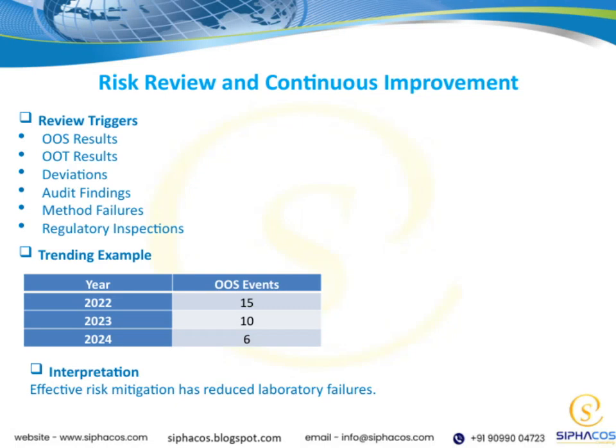We're seeing a clear impact from effective risk mitigation. Laboratory failures have steadily decreased over the past 3 years. Out-of-specification events dropped from 15 in 2022, down to just 6 so far in 2024. This improvement comes from ongoing risk reviews and continuous improvement efforts. We keep a close eye on triggers like OOS and OOT results, deviations, audit findings, method failures, and regulatory inspections. By tracking these trends, we catch issues early and keep quality on track.